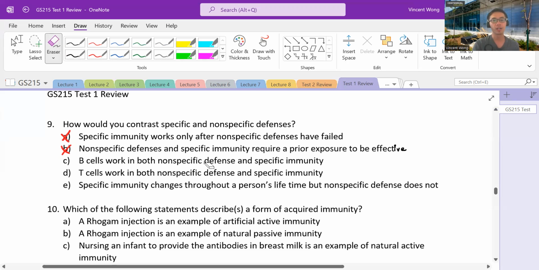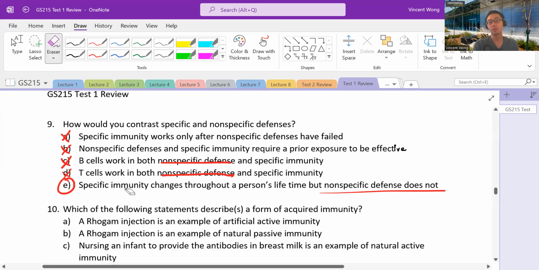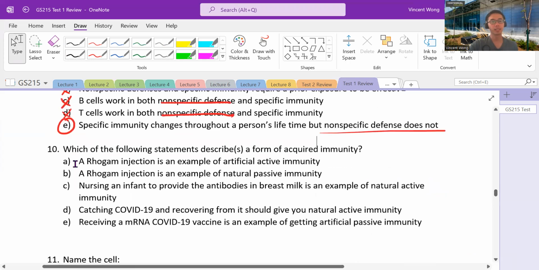B cells work on both non-specific and specific immunity. That's not correct. B and T cells are exclusive for specific immunity, right? Specific immunity changes throughout a person's life, but non-specific defense does not. That's correct, okay? So things like the ability to have a fever, inflammation, all those mechanisms do not change. Your surface barriers don't change, right, throughout your life. But your specific immunity changes. Every time you encounter a new pathogen and you fight it off, you're going to be able to have new memory cells, and that changes your specific immunity.